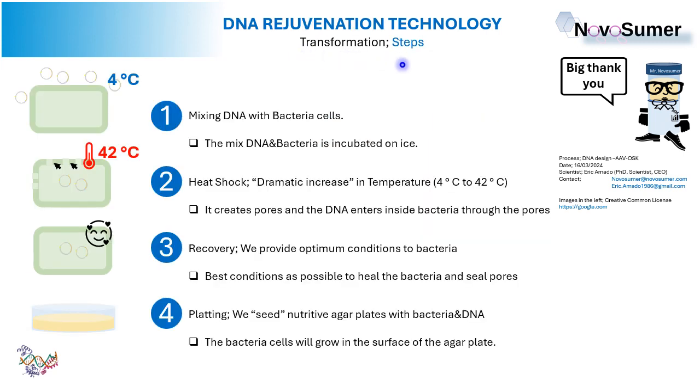Okay, after the introduction, let's see the steps to produce the transformation. There are only four easy steps that you can see here: 1, 2, 3, and 4. And what is the first step? The first step is mixing the DNA with bacteria cells. You see it here, right?